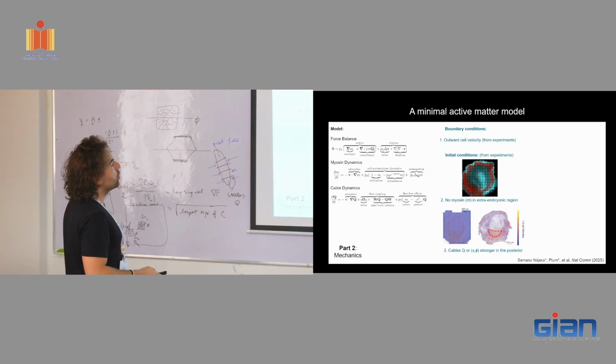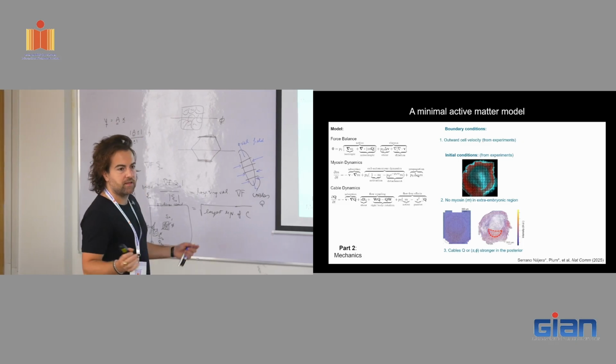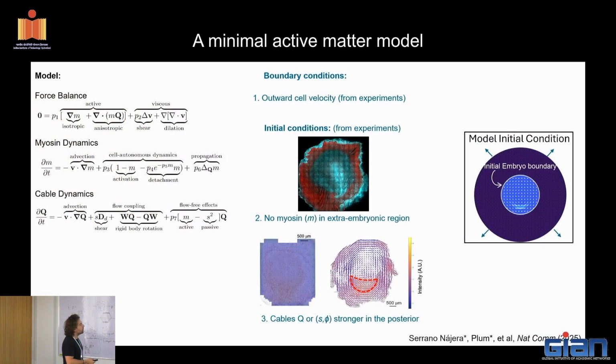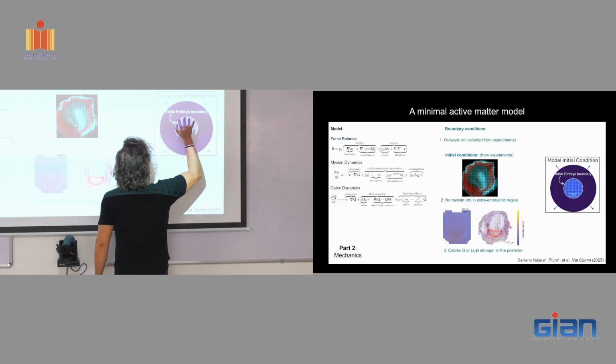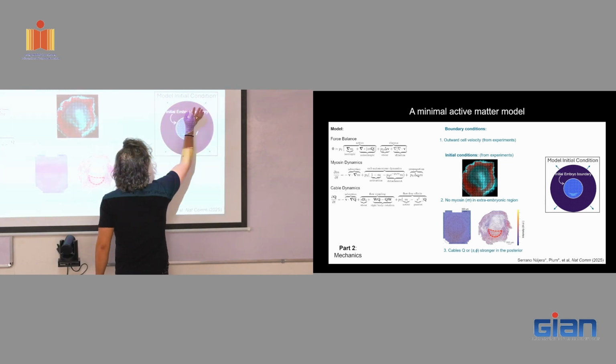We also know in general that there is more myosin in the embryonic region compared to the extraembryonic region. That's all we know. And so this is our model initial condition. The embryo is circular at the beginning. The boundary of our PDE is here. Here cells will move outward with a fixed velocity.